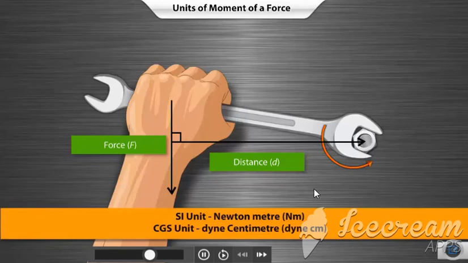The SI unit of moment of a force is Newton meter and is denoted by Nm. The CGS unit of moment of a force is Dyn centimeter, which is denoted by Dyn cm.